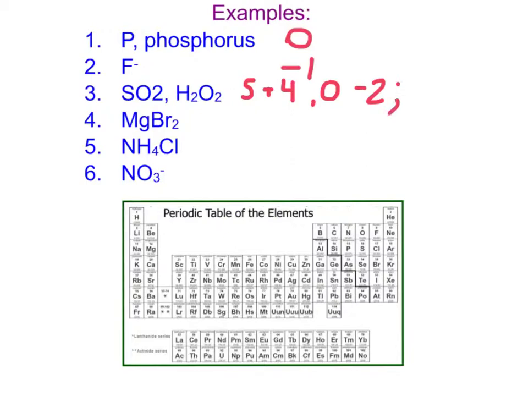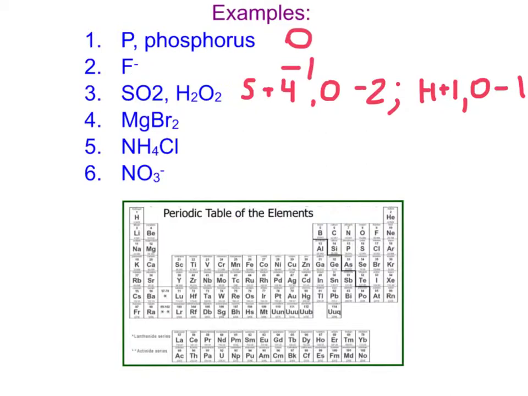For hydrogen peroxide, we have hydrogen and we have oxygen. And remember, in a peroxide, oxygen has a -1 electronegative value. Hydrogen gets a +1 value, and that makes that a neutral compound as well.